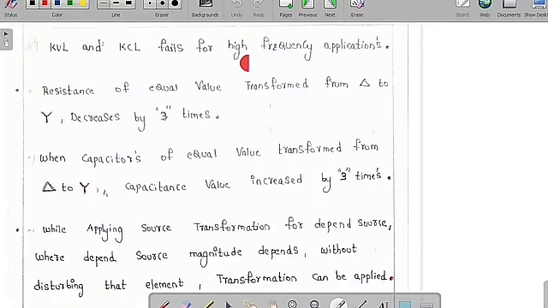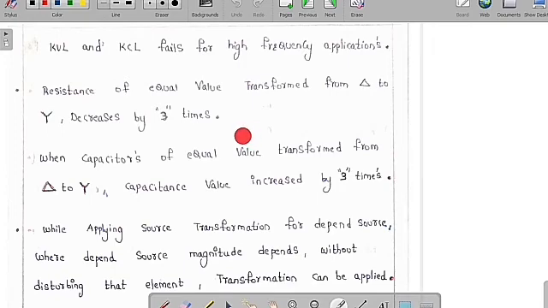KVL and KCL fail for high frequency applications. This point I have already told you: KVL and KCL are applied only for low frequency applications but not for high frequency applications, whereas Ohm's law can be applied for both high frequency and low frequency applications. The resistance of equal value transferred from delta to star decreases by 3 times.